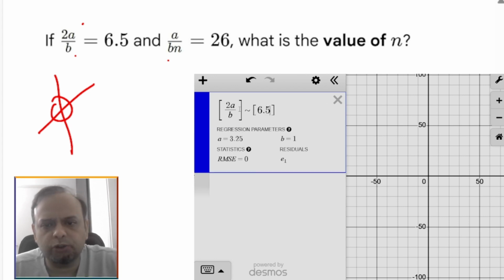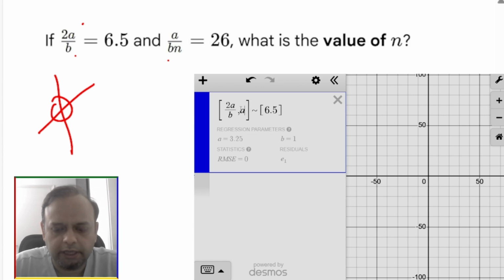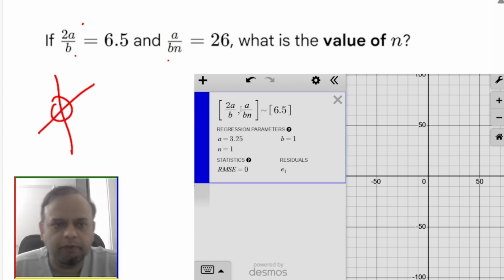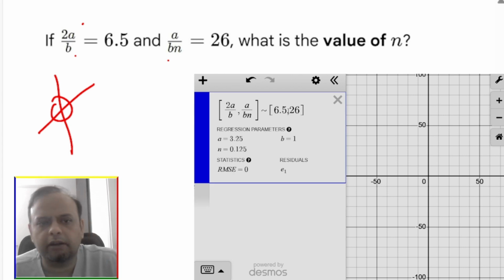Okay, but I don't know just one relationship. I know 2 of them. So why don't I write both of them? The second relationship is a over bn is equal to 26. Okay, so this is the notation in which I can write both of them. And now it tells me n is 0.125. It also gives me a value of a and b.